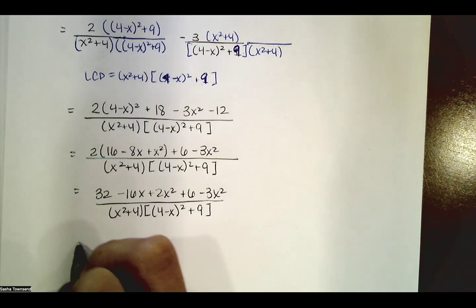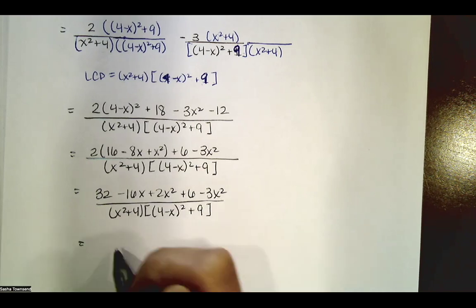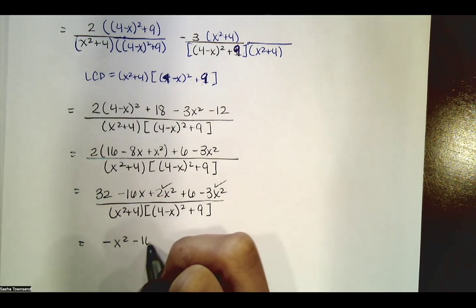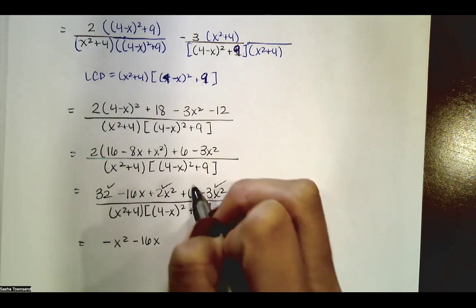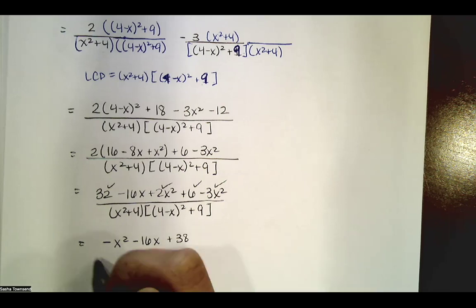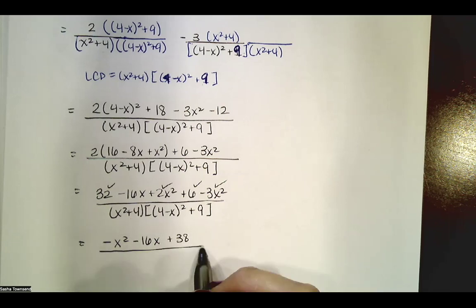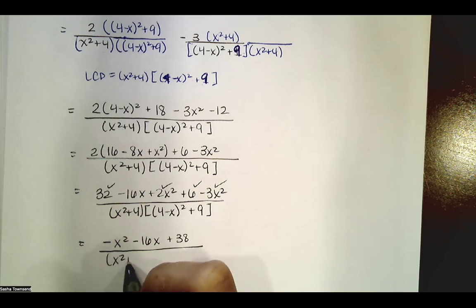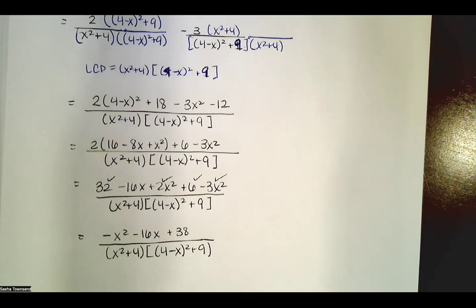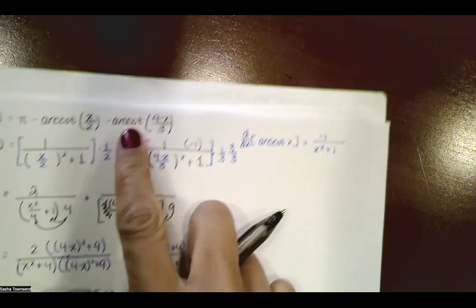And then we'll collect like terms. 2x squared minus 3x squared is negative x squared. Then we have negative 16x. And then 32 plus 6 is 38. Now, we want to find the maximum value of this function.